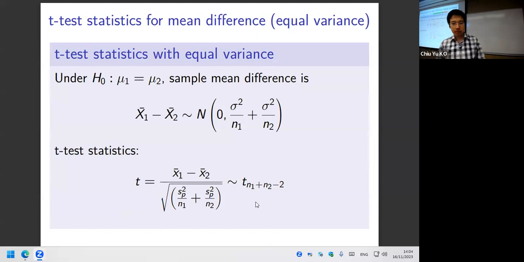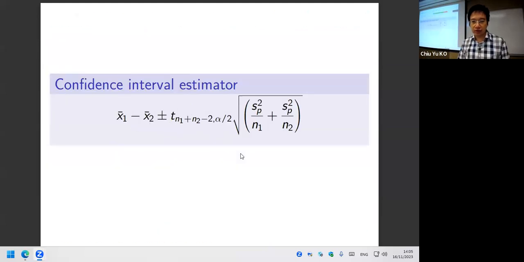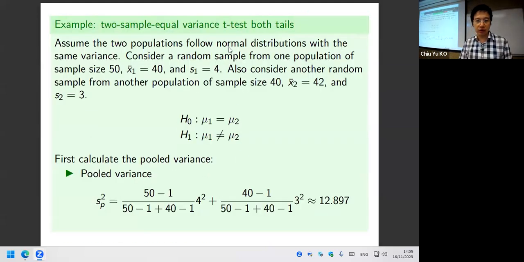The example is the following. I want to test the hypothesis that the two groups have the same mean. If they're the same, that means the difference between the sample means has 0 mean and the variance given by that, under equal variance. You can use this formula, then we're done. Let me go to the example and actually do that part, then you will understand what's going on.